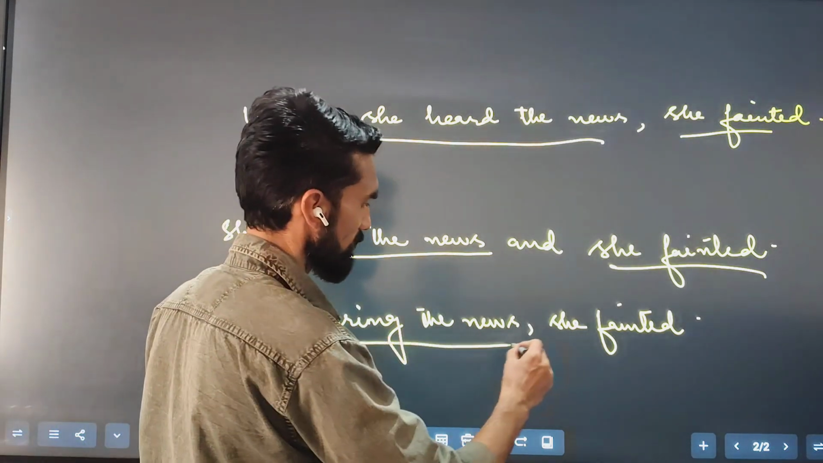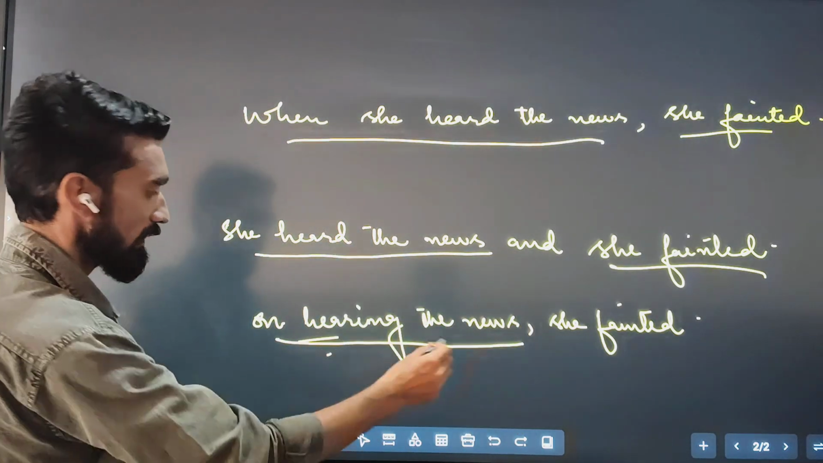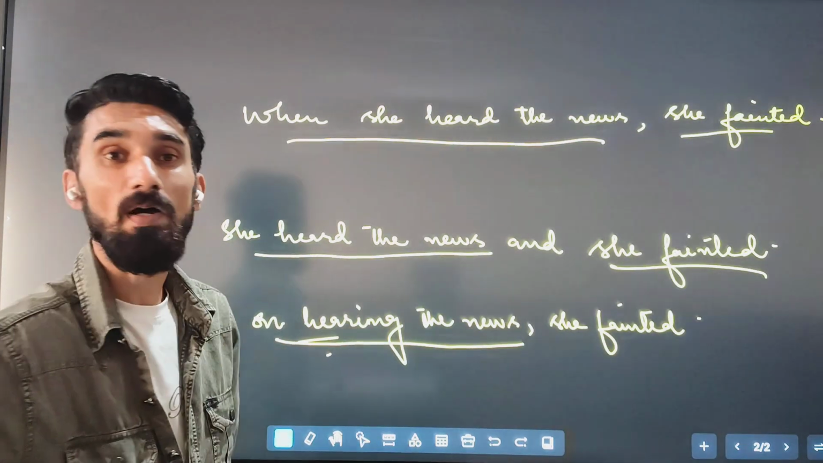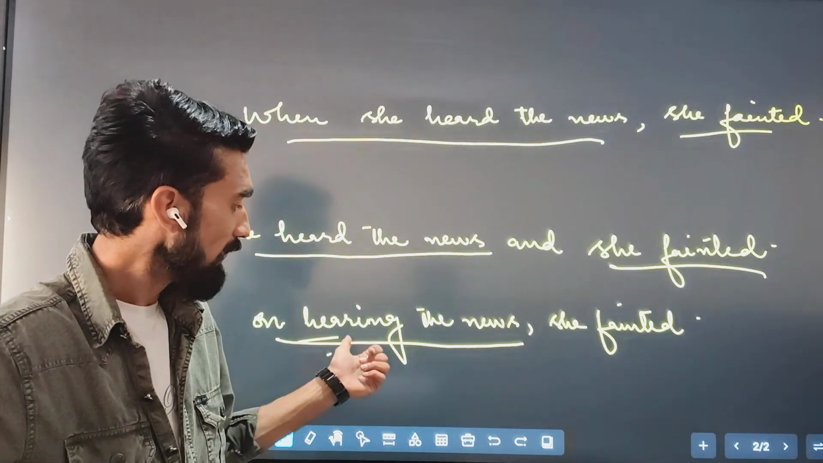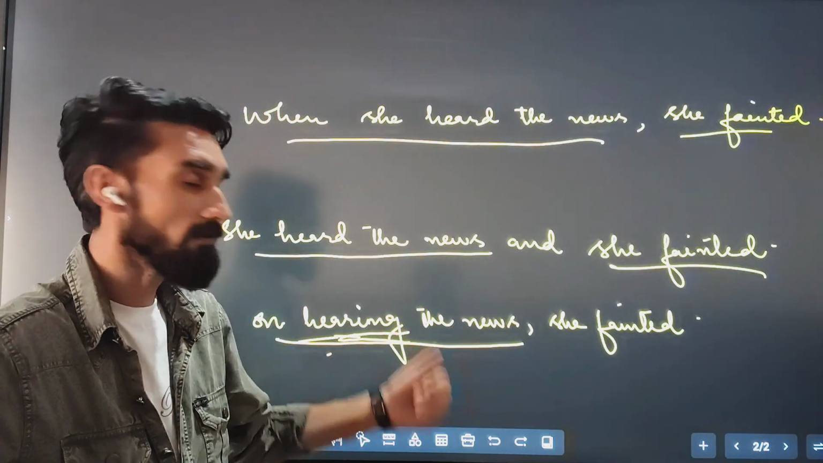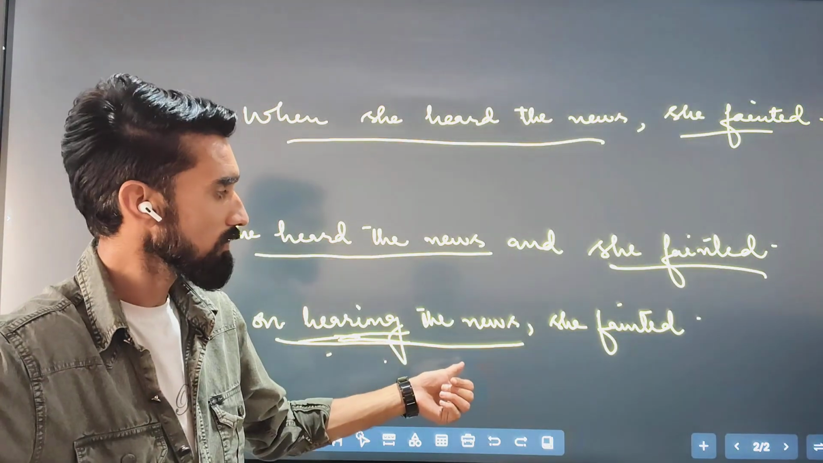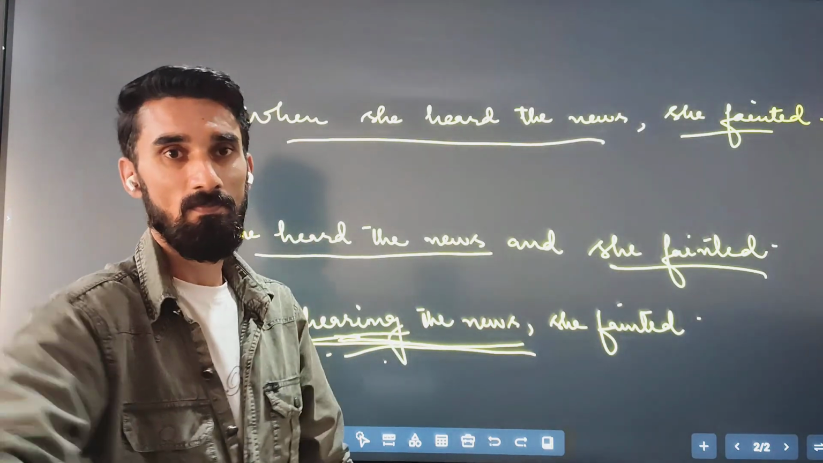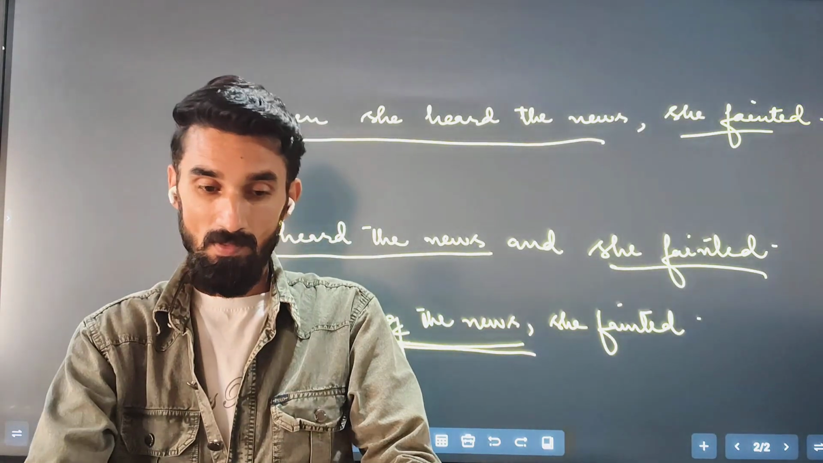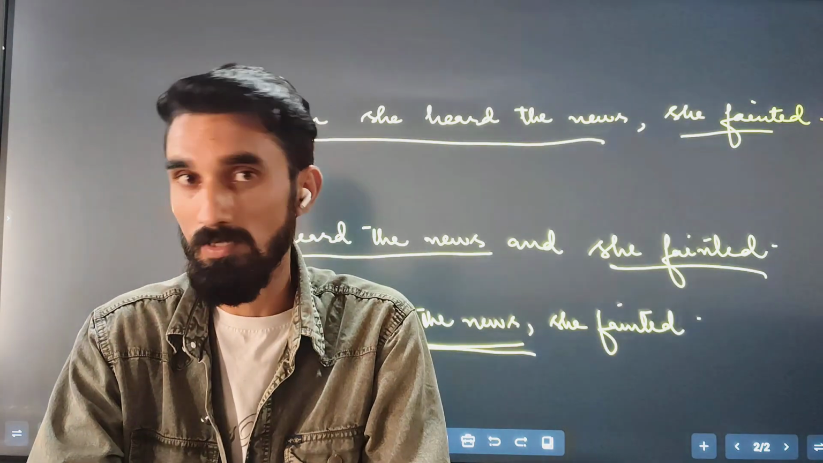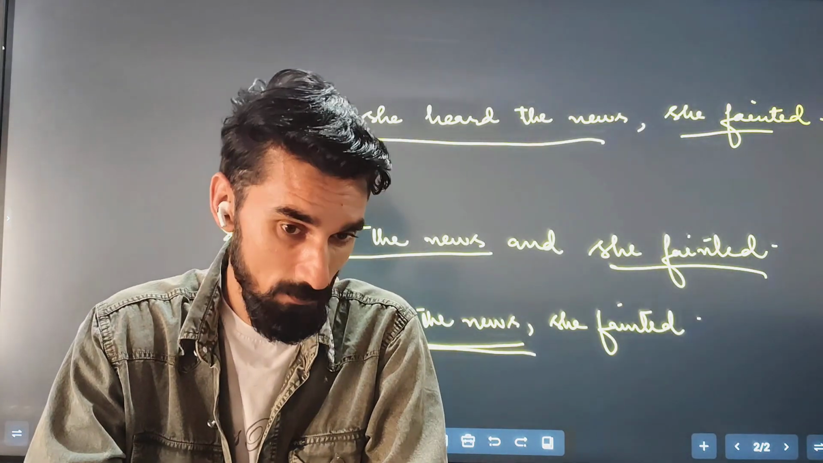On hearing the news, hearing here has not been used as a verb here. It is just a participle. It doesn't function as a verb here, it functions as something else here. So on hearing the news, she fainted. This is a phrase. And what is required for a statement to become a clause? That is a finite verb.